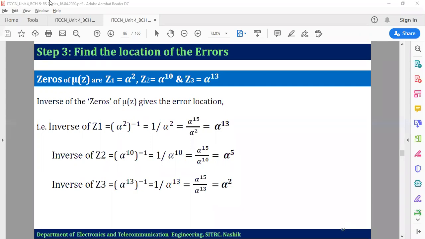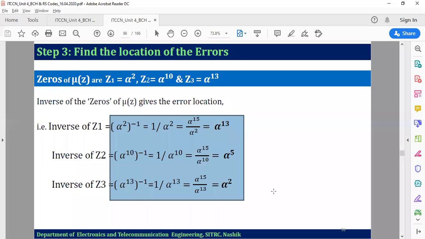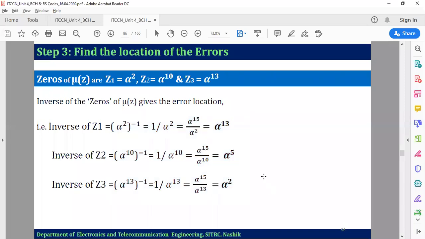Is it clear? So alpha 2 inverse, please remember this concept. Alpha square inverse means 1 by alpha square. So replace 1 by alpha 15 in each and every part. This is clear? Okay. So shall we move forward?